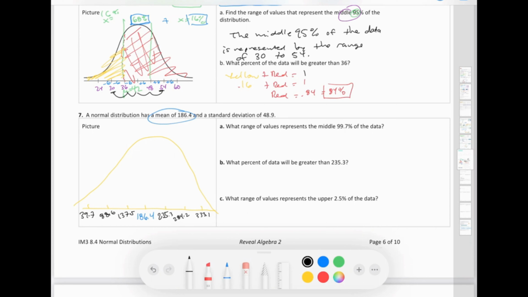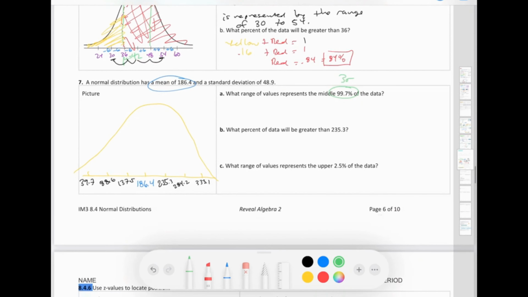Okay, what range of values represents the middle 99.7%? So based off the empirical rule, this is how many standard deviations away. This is 3 standard deviations away. Let me count them. Now it does not matter, it's kind of like the absolute value. It does not matter which way I go. You kind of have to go both. Ready? 1, 2, 3. From the center. 1, 2, 3.